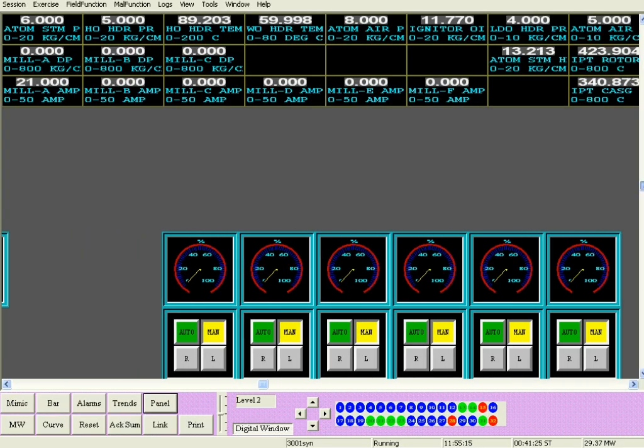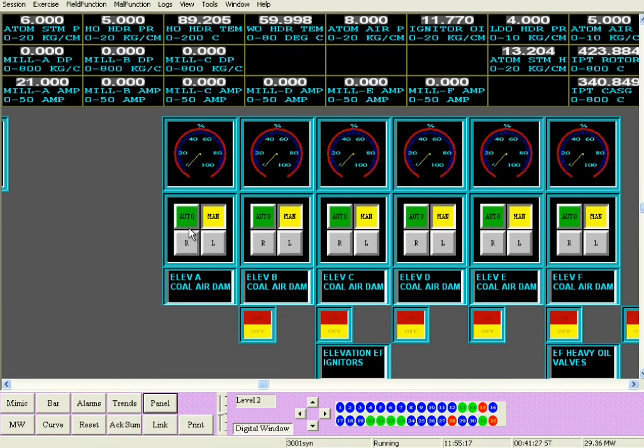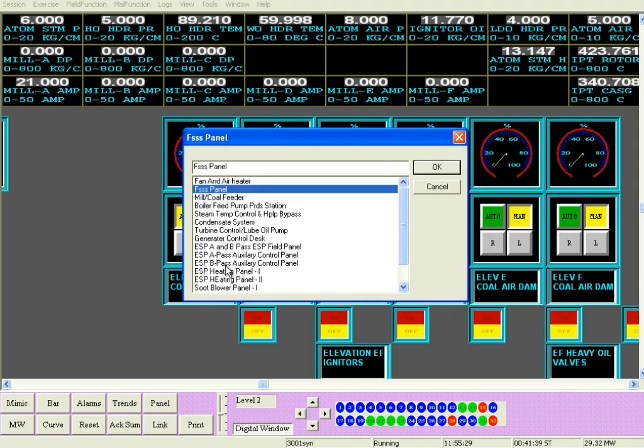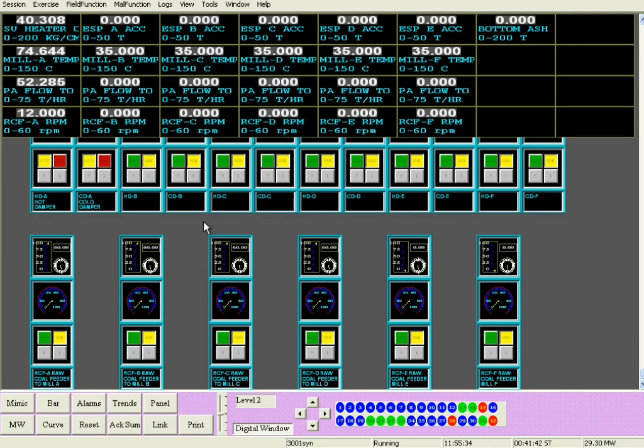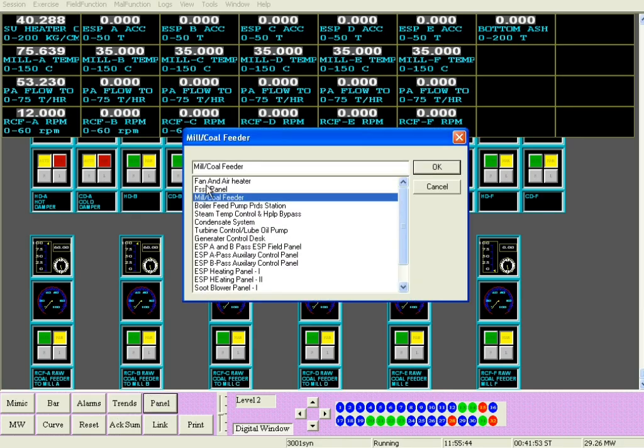Now one more important thing is there are fuel air elevation A coal air damper, so that has to be put on auto. So as you put this on auto, it will open according to the feeder speed. Now only A mill is running, so only A will be opening on auto, that will be shown here. Rest of the mills, when we take the mill, we will put them on auto so that they will open.